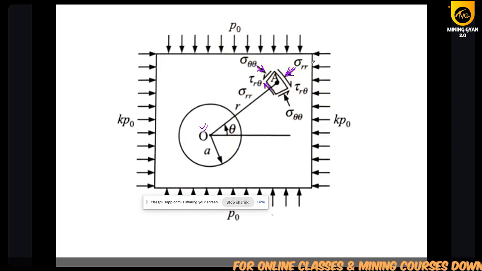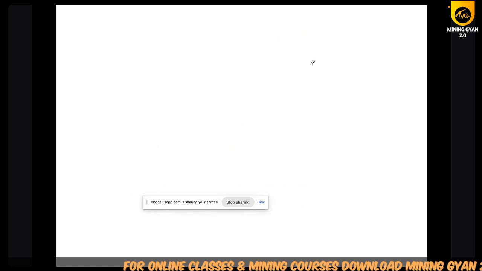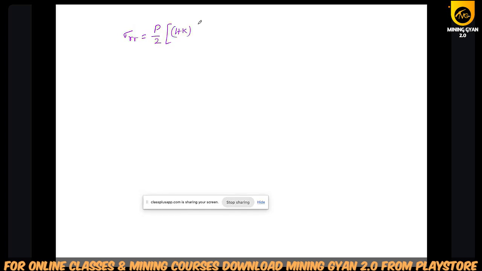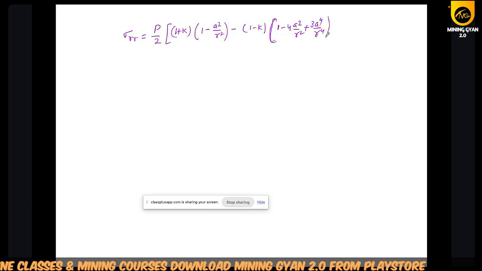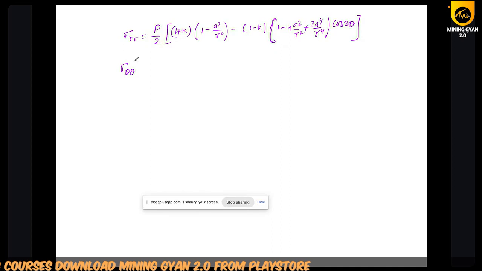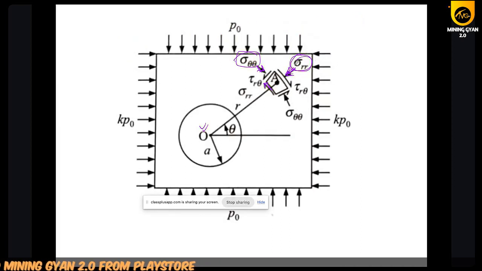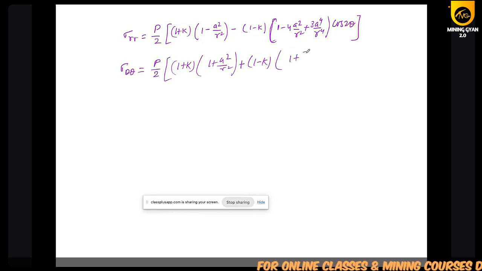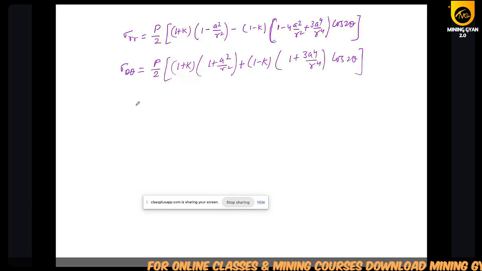For our numerical part, we need some formulas. Sigma rr is p by 2 times (1 plus k)(1 minus a square by r square) minus (1 minus k)(1 minus 4 a square by r square plus 3 a to the 4 by r to the 4) cos 2 theta. And sigma theta is p by 2 times (1 plus k)(1 plus a square by r square) plus (1 minus k)(1 plus 3 a to the 4 by r to the 4) cos 2 theta.